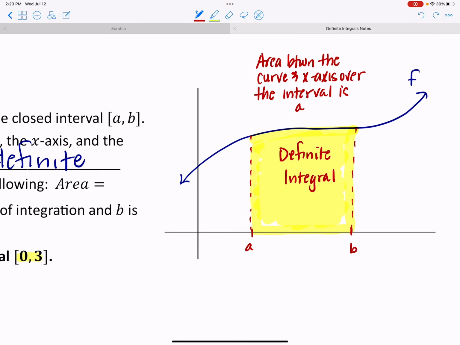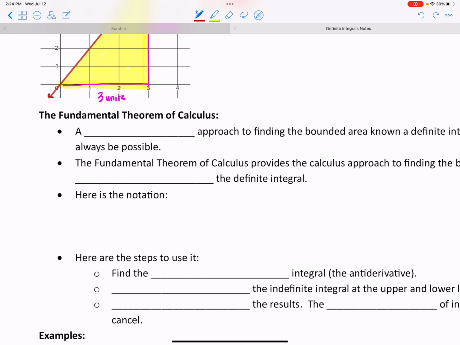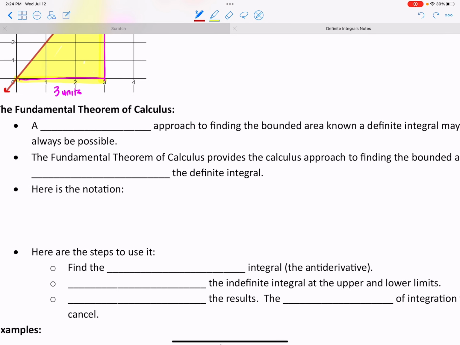So we have to have another method for finding the area when the geometric approach isn't really possible. And that's where the calculus comes in. In fact, the fundamental theorem of calculus is going to allow us to use integration to find our area.